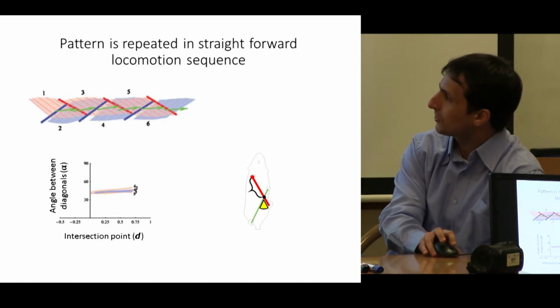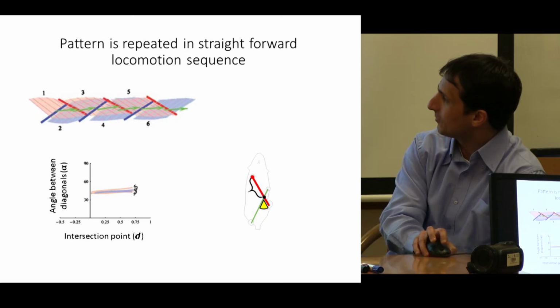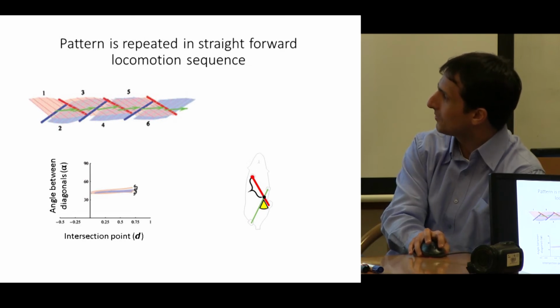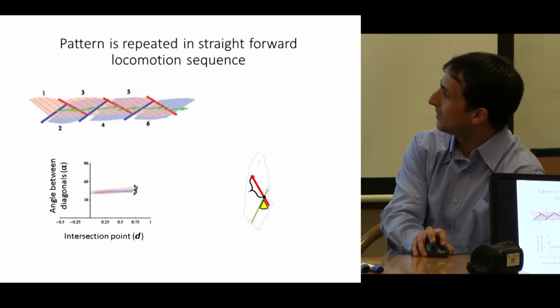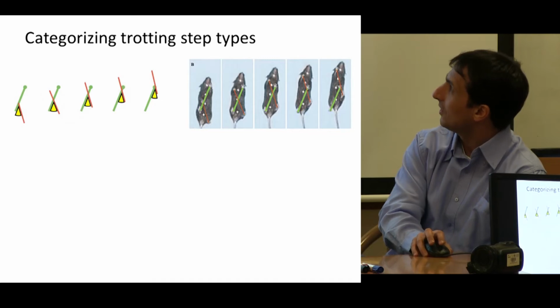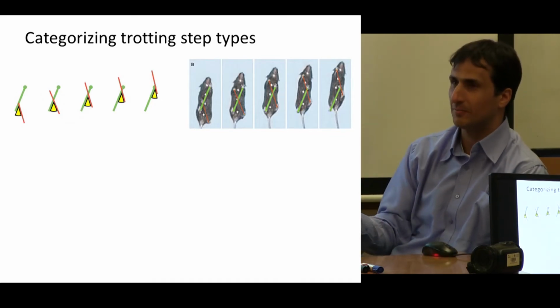And this is captured here in this representation, where now I'm showing the intersection point. Again, the 0 point is the front leg, and this is the angle between them. And you can see each line here is an individual step, and the angle is relatively constant. It's not changing much, and the steps all end when the mouse reaches the 0 point. So this is one of the building blocks the mouse uses to generate its motion.